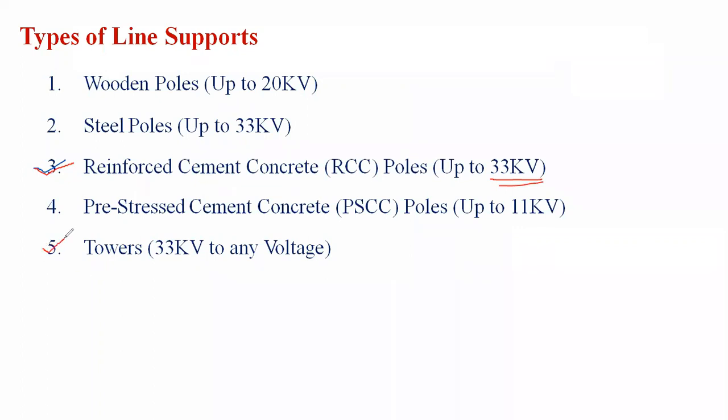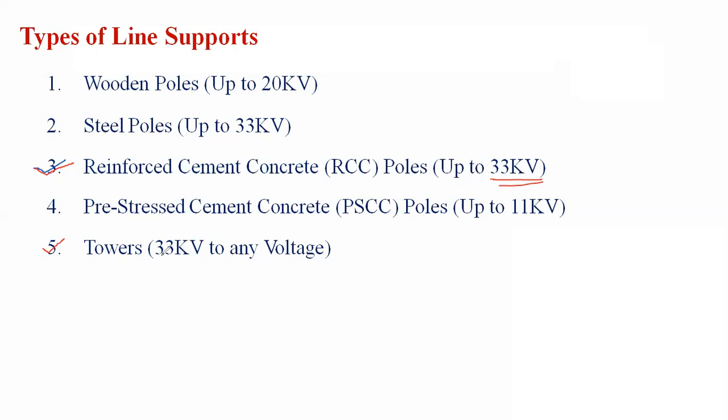That is 66 kV, 132 kV, 220, 400, and then 765 kV. They are preferred for the towers. Here, in the towers, again, the single circuit as well as the double circuit is there. The double circuit is preferred for 220 kV, 400, and then 765 kV.